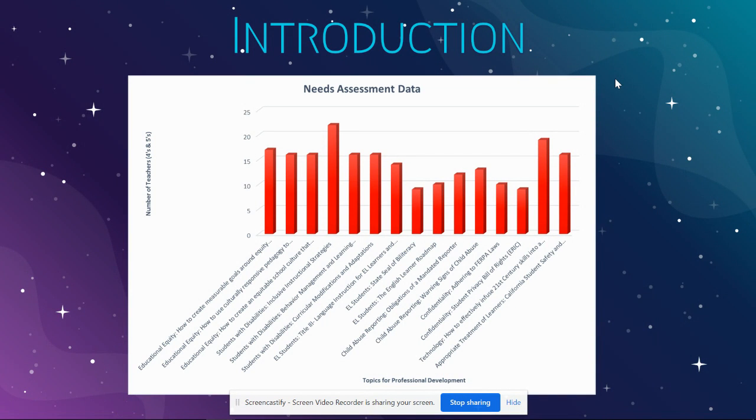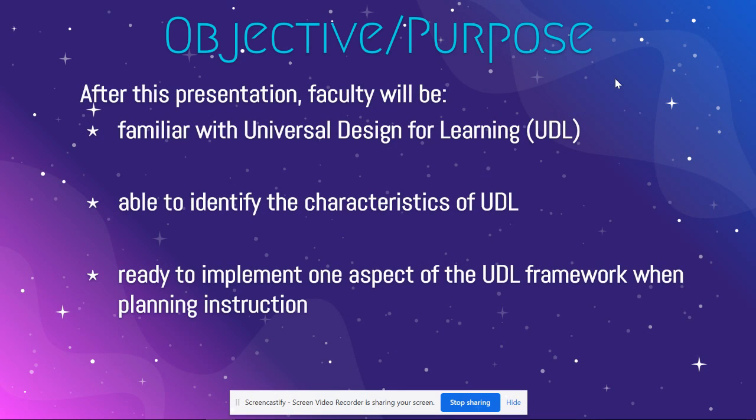So first off, I wanted to give you guys some background information about the needs assessment data. Based on the needs assessment that you guys took, 22 of the 24 participants were very highly interested in engaging in professional development related to inclusive instructional practices for students with disabilities. This professional development is on Universal Design for Learning because all students are positively affected by correct implementation of UDL strategies.